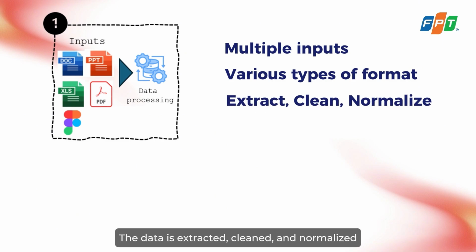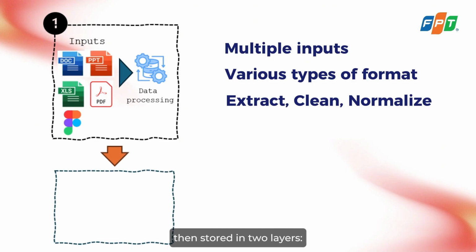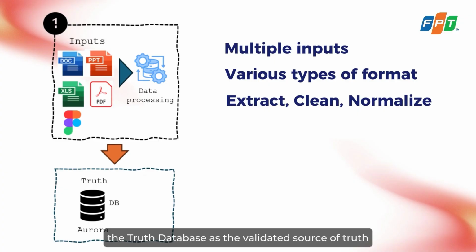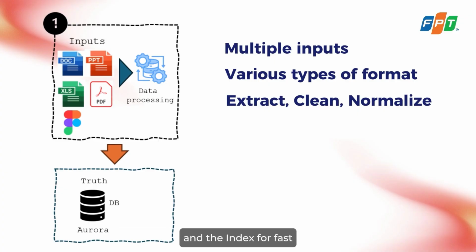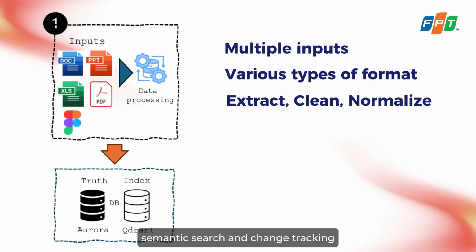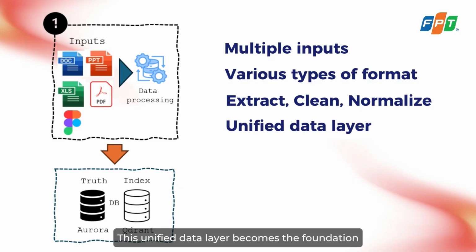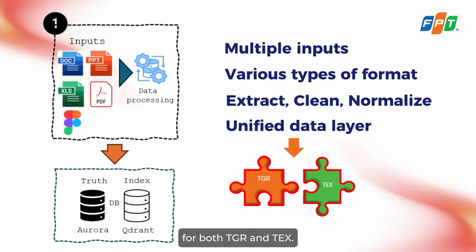The data is extracted, cleaned, and normalized, then stored in two layers: the truth database as the validated source of truth, and the index for fast semantic search and change tracking. This unified data layer becomes the foundation for both TGR and TEX.